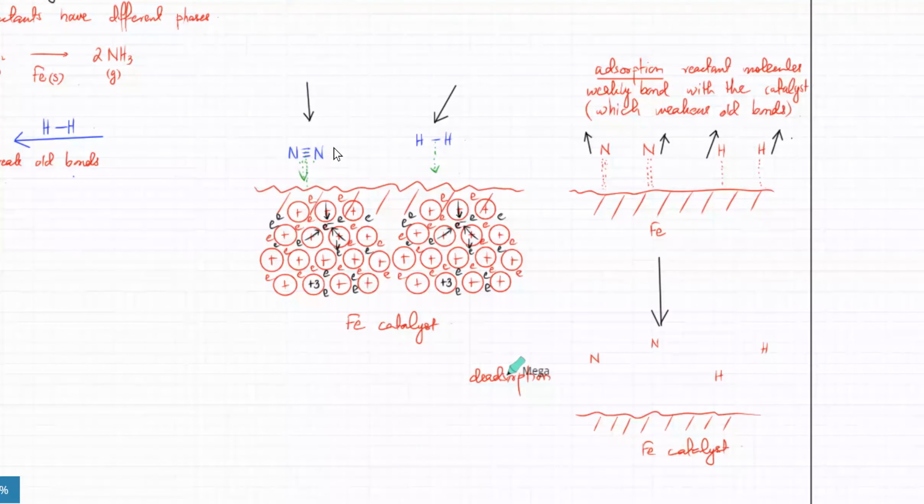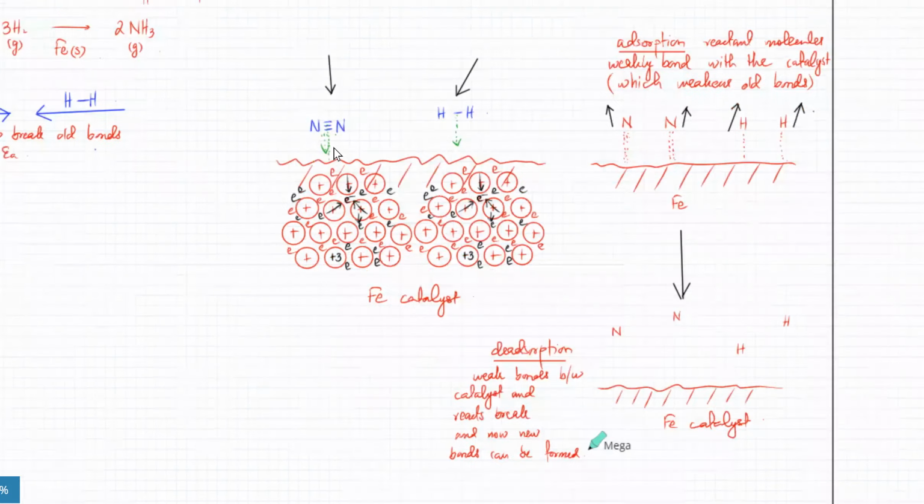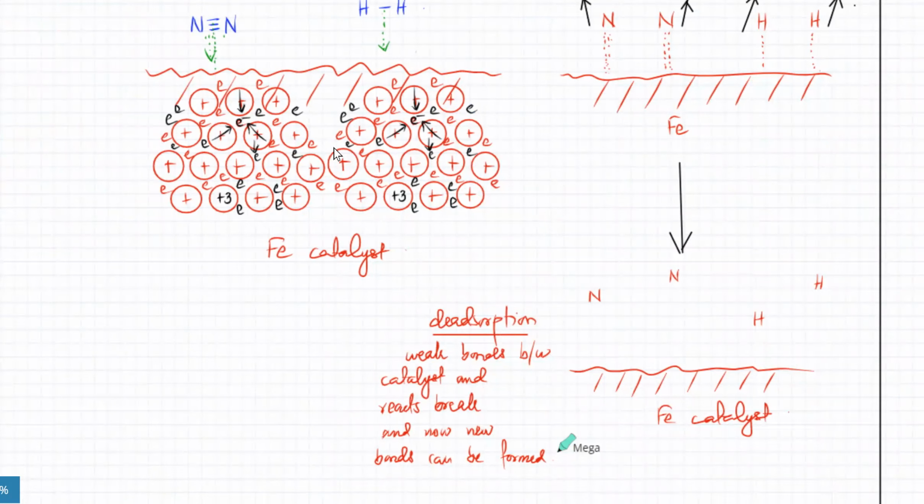So desorption is that the old bonds, the weak bonds between the catalyst and the reactants, eventually break. And now new bonds can be formed. So new bonds can be formed now. Is this clear?